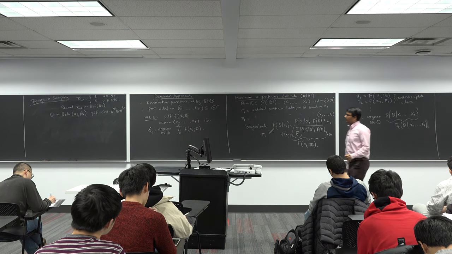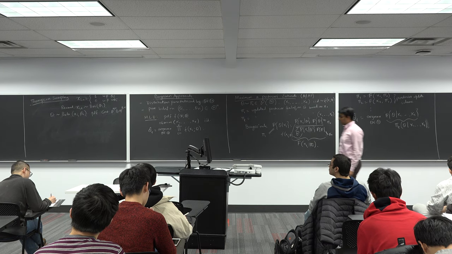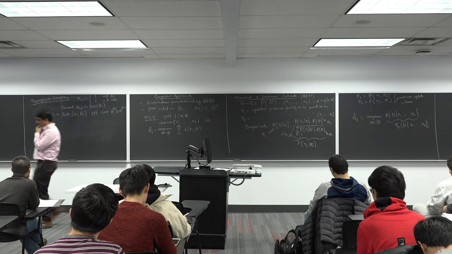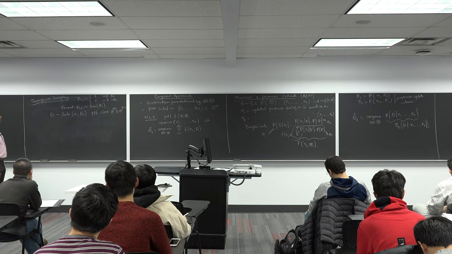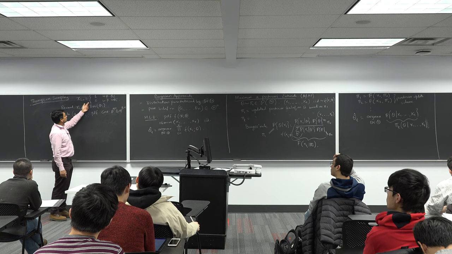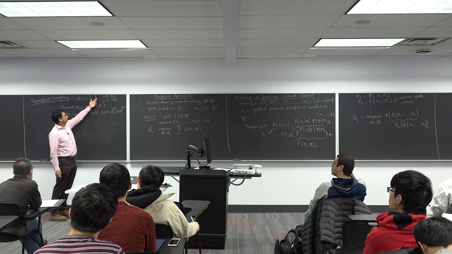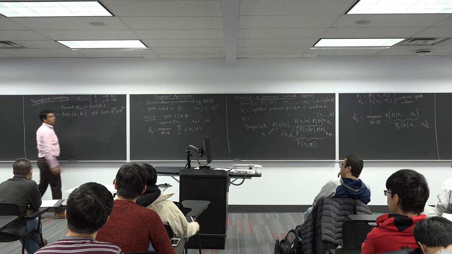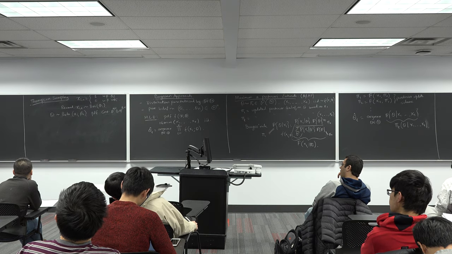Let's think about it. You have n arms or n objects that you want to advertise on the website. You can only put one advertisement, so you have to pick which advertisement you want to put on the website. And then a user clicks on the advertisement, so you get a reward of 1. The user doesn't click, you get a reward of 0. You want to identify what advertisement you want to put on the website, okay?